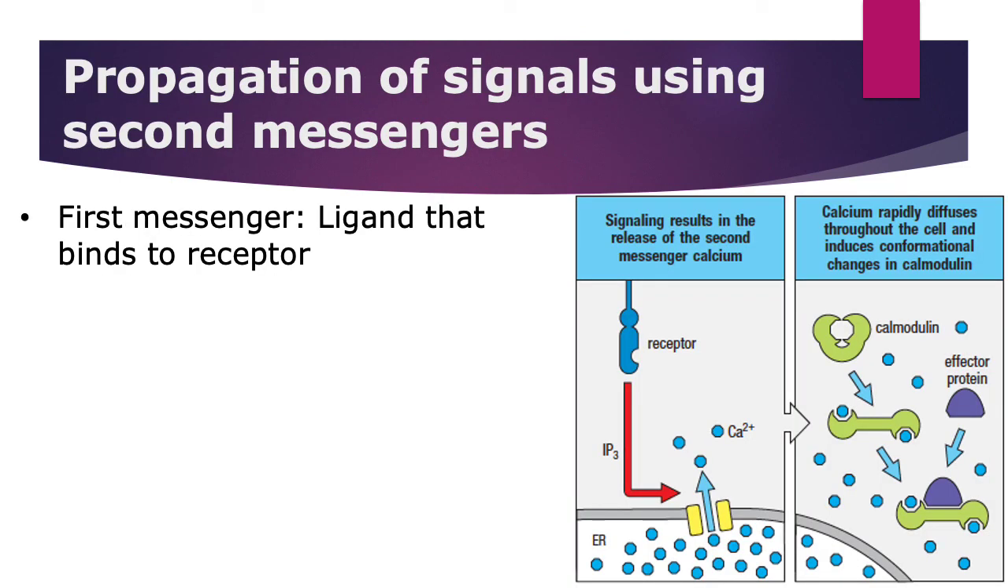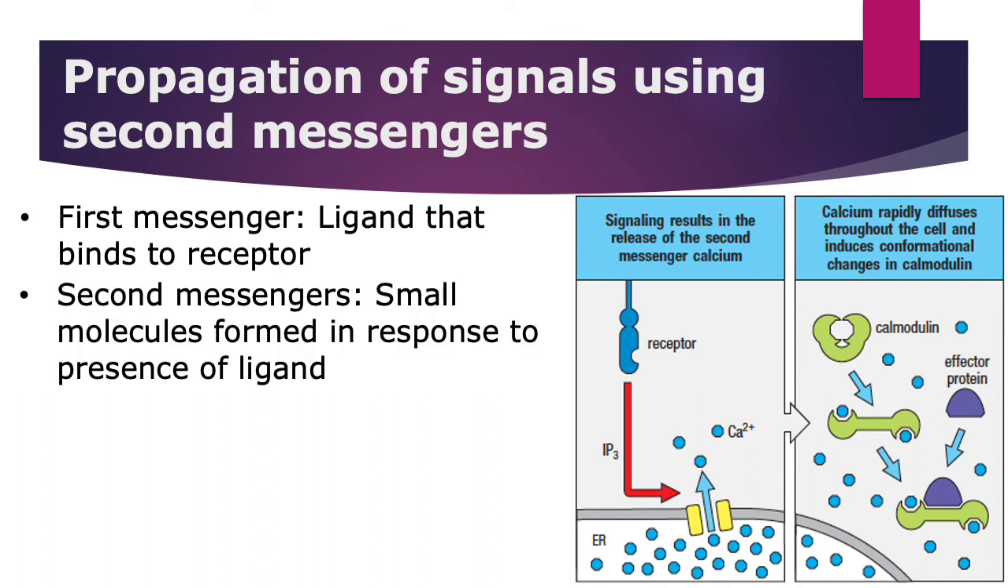Signaling pathways get activated when the ligand binds to its appropriate receptor. In this scenario, the ligand is called the first messenger. During the process of signal transduction, second messengers are produced inside the cell. These second messengers are small molecules that are formed inside the cell in response to the ligand binding to the receptor. In the picture shown, an example of a second messenger is calcium ions, which are localized in the endoplasmic reticulum of the cell.